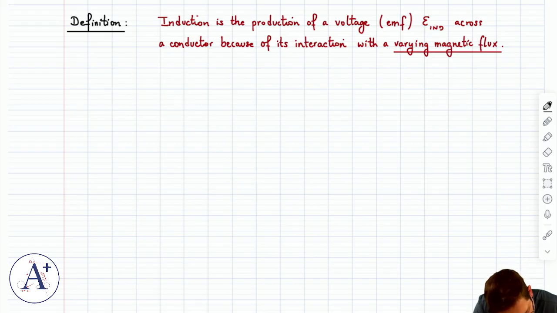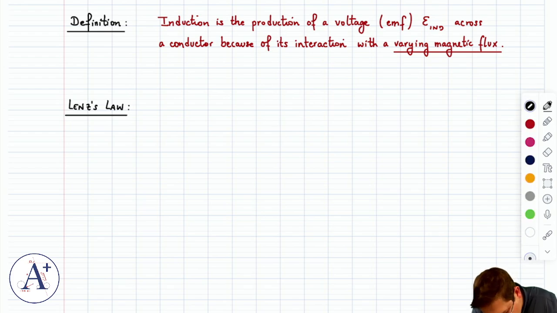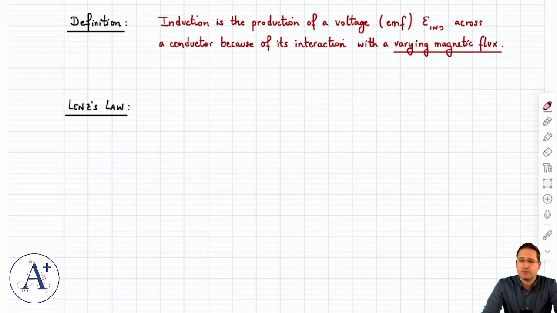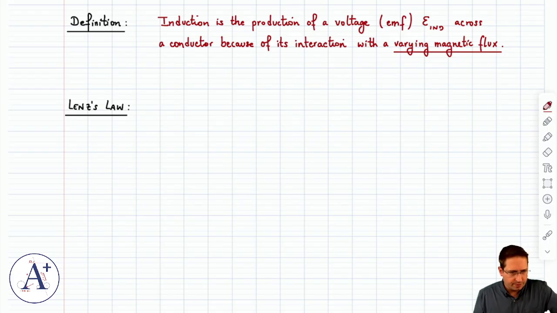Now we have two laws when it comes to induction. We have Lenz's law, and Lenz's law is useful to find the direction of the induced current. In fact, that's all we use it for, and we specifically use Lenz's law to find the direction of the induced current. There's other ways. You could use Faraday's law, but we're going to use Lenz's law for direction, Faraday's law for magnitude.